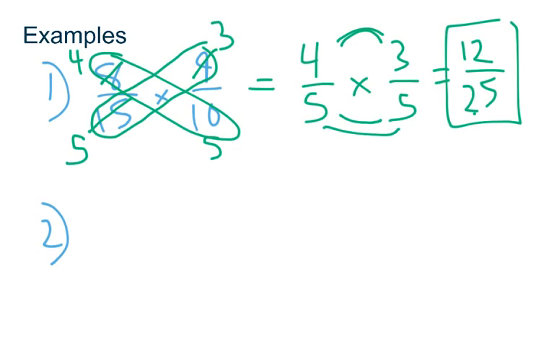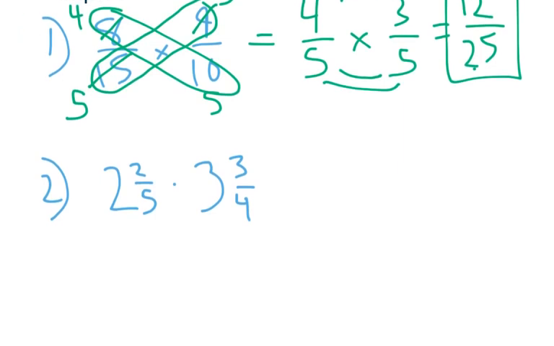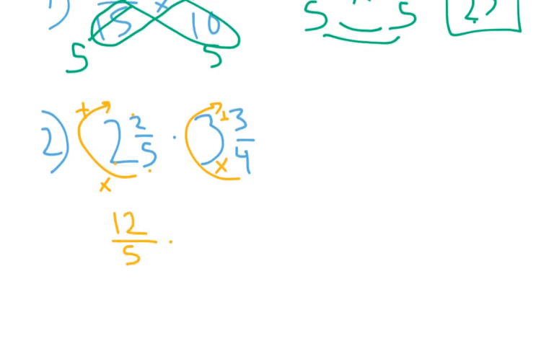Now, let's take a look at one where we have mixed numbers. Let's say we have 2 and 2/5 times 3 and 3/4. What we need to do here is convert these to improper fractions. The way we convert is we make a big C. We multiply, and we add. So 5 times 2 is 10, plus 2 is 12 over 5, times 4 times 3 is 12, plus 3 is 15, 15 over 4.